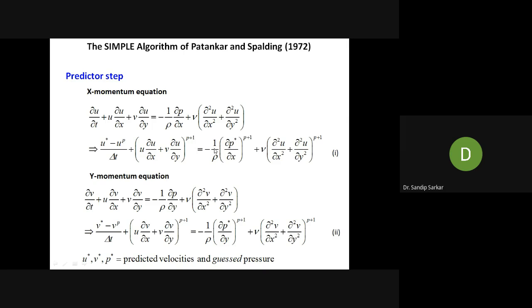That is basically called the semi-implicit method. So we are writing u star. Let me finish: (u star minus u p) by delta t plus the (p plus 1) level convection terms, equals minus 1 by rho del p star by del x at p plus 1 level, plus nu times (del 2 u by del x2 plus del 2 u by del y2) at p plus 1 level. So u star is basically your predicted velocity. You are predicting this velocity u star with this guess value of pressure. You are solving this equation iteratively till convergence. Any question on equation number 1?